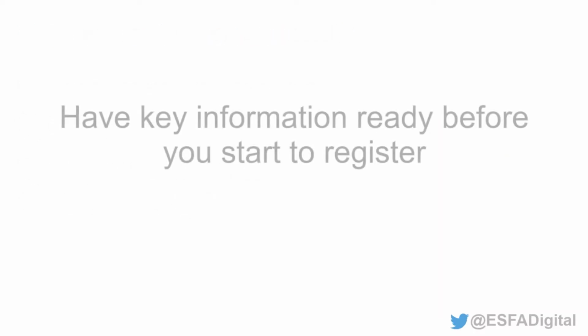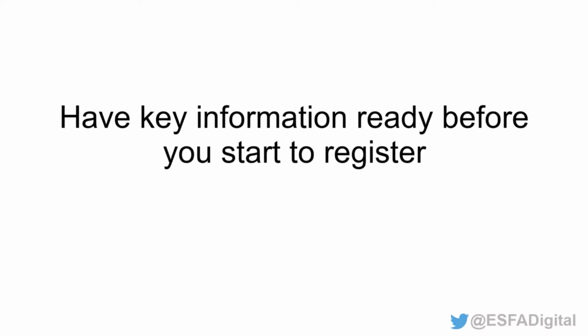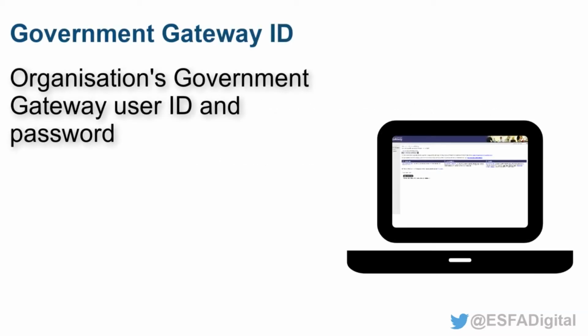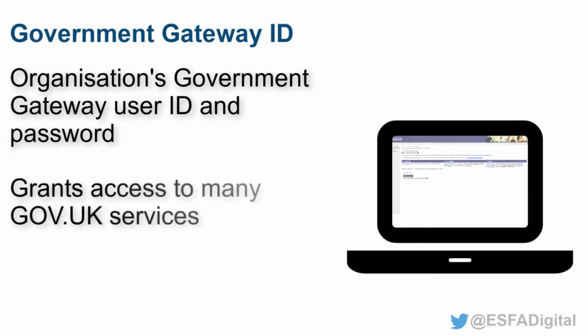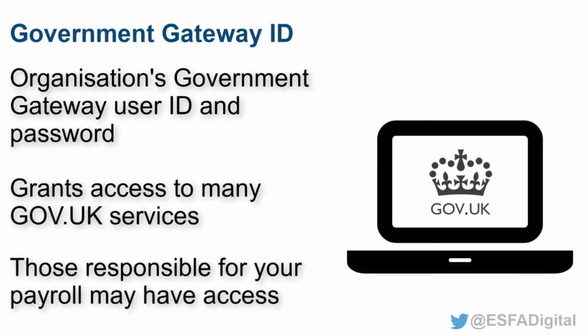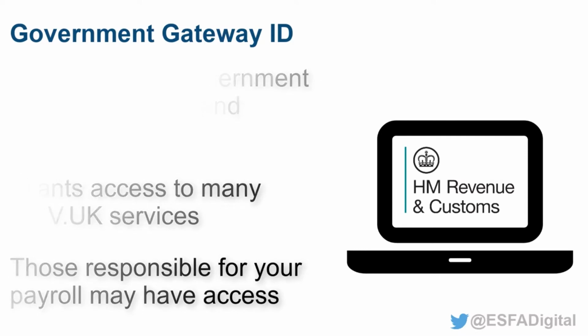To set up your account, you need some key information, and it is important you have this before you start the registration process. First of all, you need your organisation's Government Gateway user ID and password. This ID lets you access many government services that are found on gov.uk, and it is likely the people responsible for your organisation's payroll have access to it, as they use it when they submit PAYE information to HMRC each month.